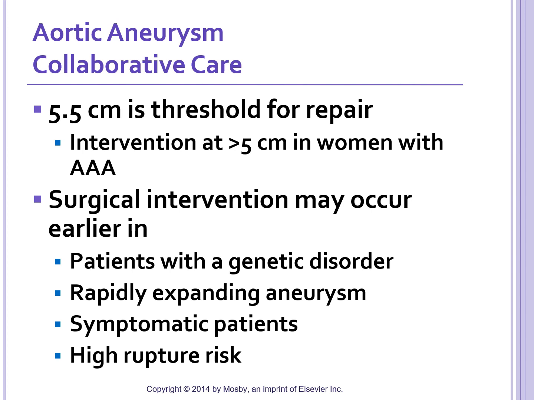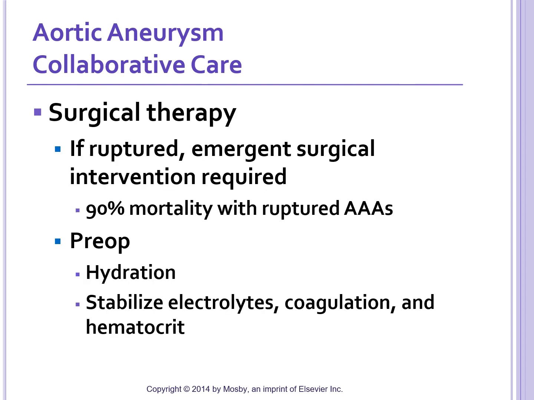So you would be at risk, scheduled for surgery. Same with genetic disorders as well, just because their aorta is not as stable as somebody without it. So with the extremely high mortality rate, 90%, which is nuts, if it ruptured, clearly we want to do surgery prior to rupture. We want to try to prevent this at all costs.